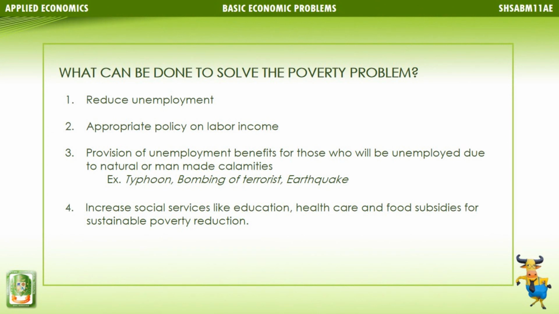What can be done to solve the poverty problem? Number 1, reduce unemployment. Number 2, appropriate policy on labor income. Number 3, provision of unemployment benefits for those who will be unemployed due to natural or man-made calamities like typhoon, bombing of terrorists, and earthquakes. And number 4, increase social services like education, healthcare, and food subsidies for sustainable poverty reduction.